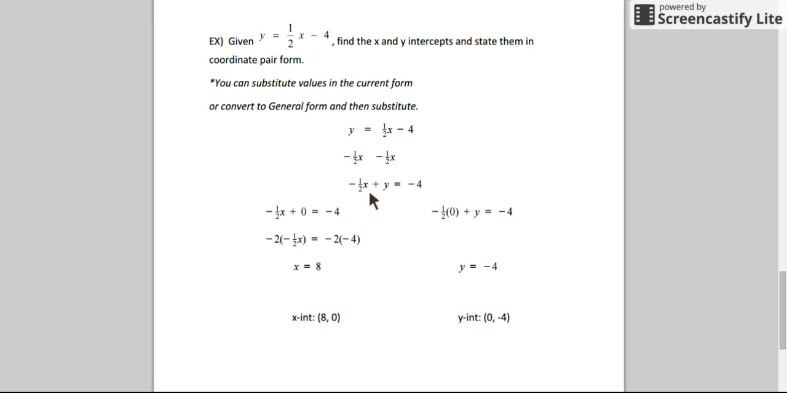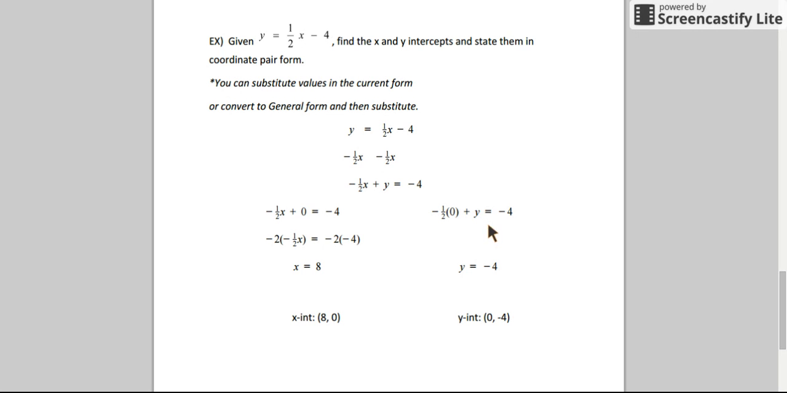And now I can solve for my x-intercept by setting y equal to 0, canceling that y term, and solving for x by multiplying both sides by negative 2. So my x value is 8, given a y value of 0, that's my x-intercept. Similarly, we could solve for the y-intercept by setting x equal to 0, canceling that x term and solving for y.